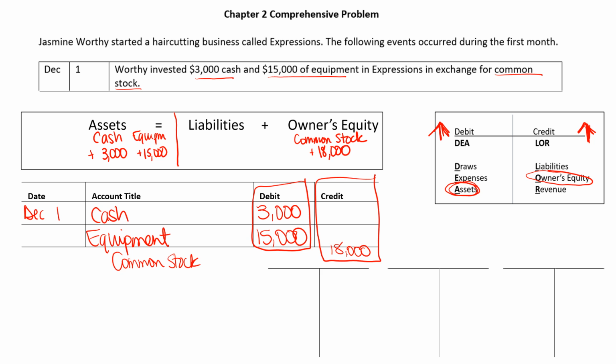So posting to the T accounts. I have 3 blank T accounts down here. We will label them with the accounts that we're using, which are cash, equipment, and common stock. We debited cash. Remember, debit is on the left and credit is on the right. So we debited cash $3,000, debited equipment $15,000, and credited common stock $18,000.